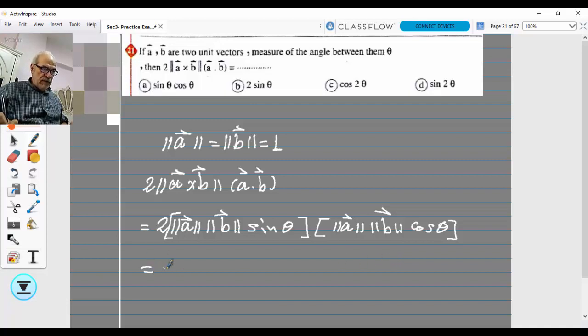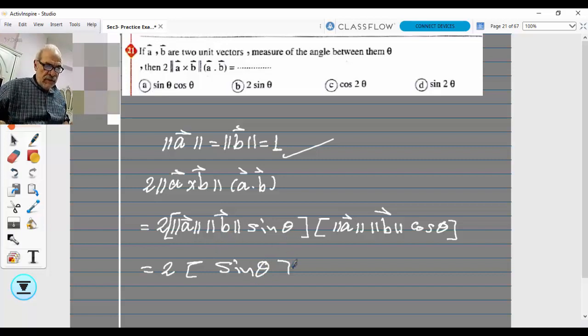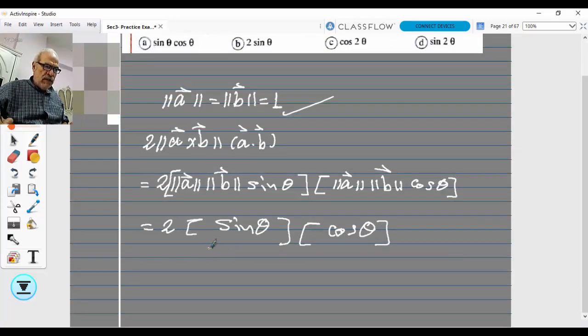And we go back to simplify. 2 multiply the norm of A equals the norm of B equals 1. So this part equals sine theta, as 1 multiply 1 multiply sine theta equals sine theta. And here also the second bracket will be cosine theta. Now we have 2 sine theta cosine theta, which equals sine 2 theta. It's trigonometry. And the result will be D.